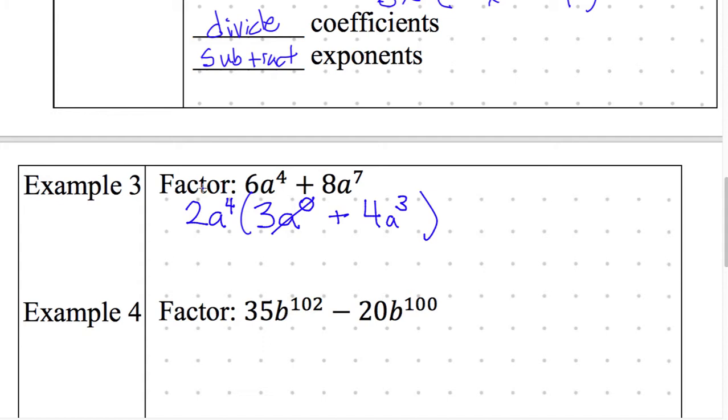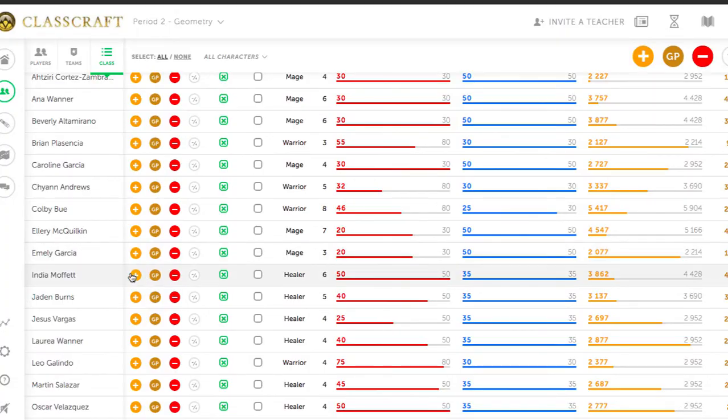That is my final answer. I don't even need to box it because that's the only thing that I have here. If I have a bunch of scratch work and then an answer, then I would box it. Here, I'm fine. Just 2a to the power of 4 times 3 plus 4a to the power of 3. Thank you, India.